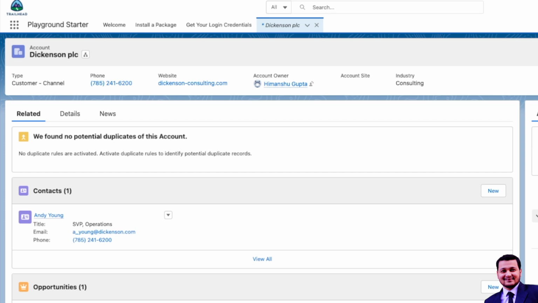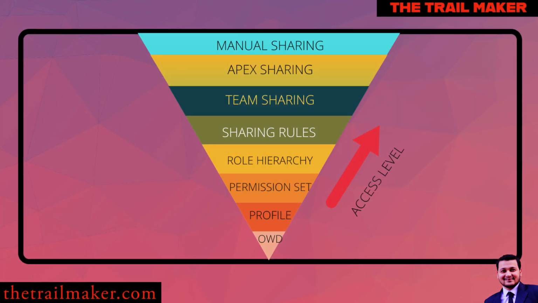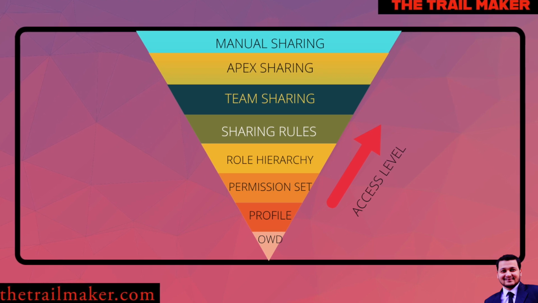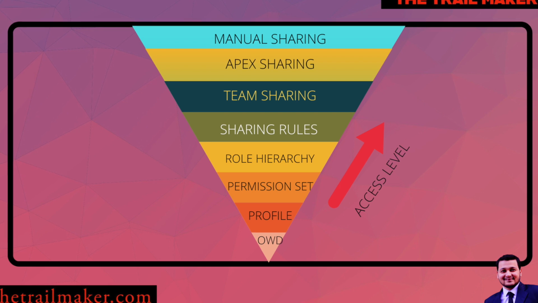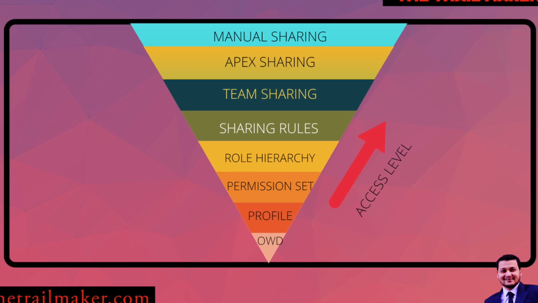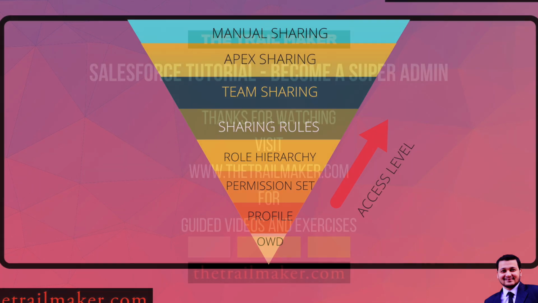subordinates. But this would only work for the record where you have clicked the sharing and set up the sharing criteria. This will not work for all the accounts, so that's why it is called manual, and the rest of the ones here are automated. So they would work for all the records, but this would work just for the one where you have done the manual sharing. This is a very important thing to consider when you are looking at manual sharing.